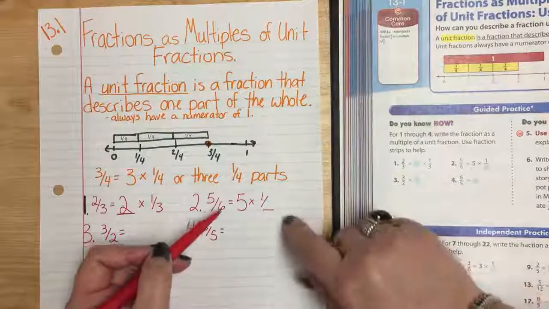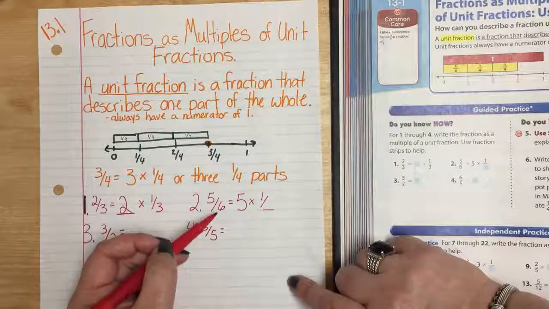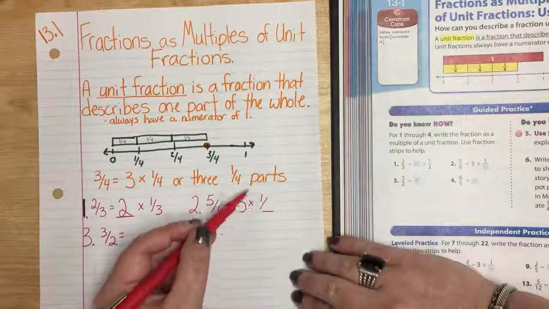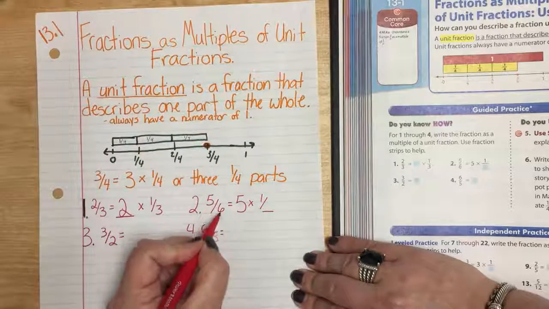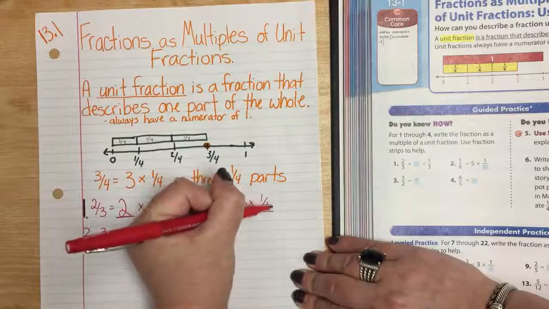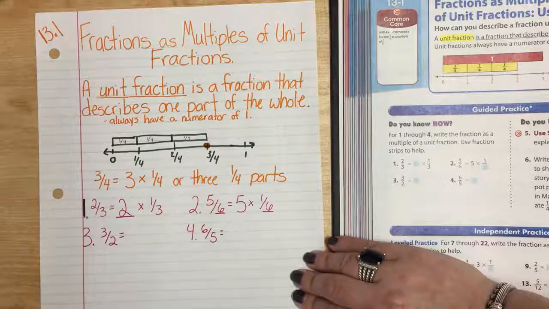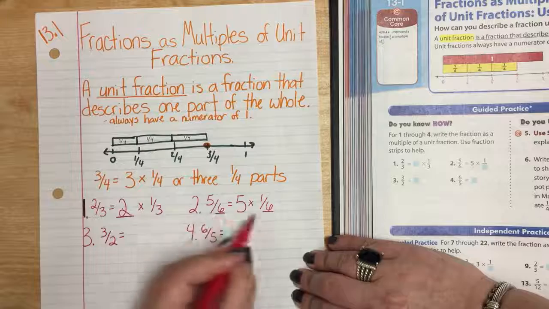Okay, right here, I'm going to need to finish this sentence. 5/6 equals 5 times 1. Again, the denominator never changes, so it is 1/6. Now I need to finish and do the whole thing.